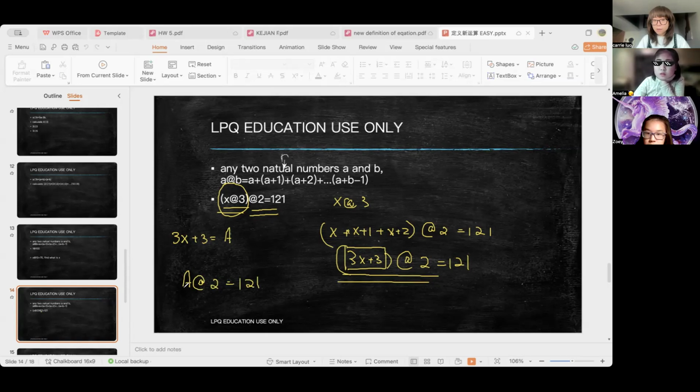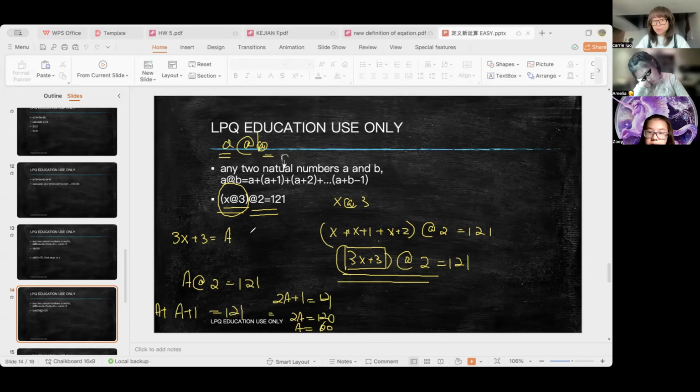Get it? Okay, why I'm changing this is because a at b is a one thing. It makes your brain try to adjust it. So we can do a plus 1, a plus 1 equals 121, correct? So it's 2a plus 1 equals 121. So 2a equals 120. So a equals 60.